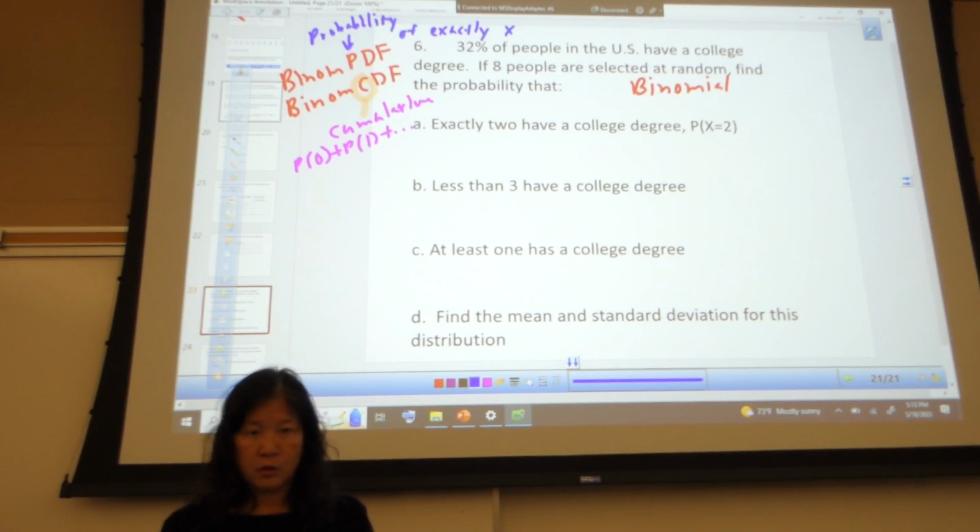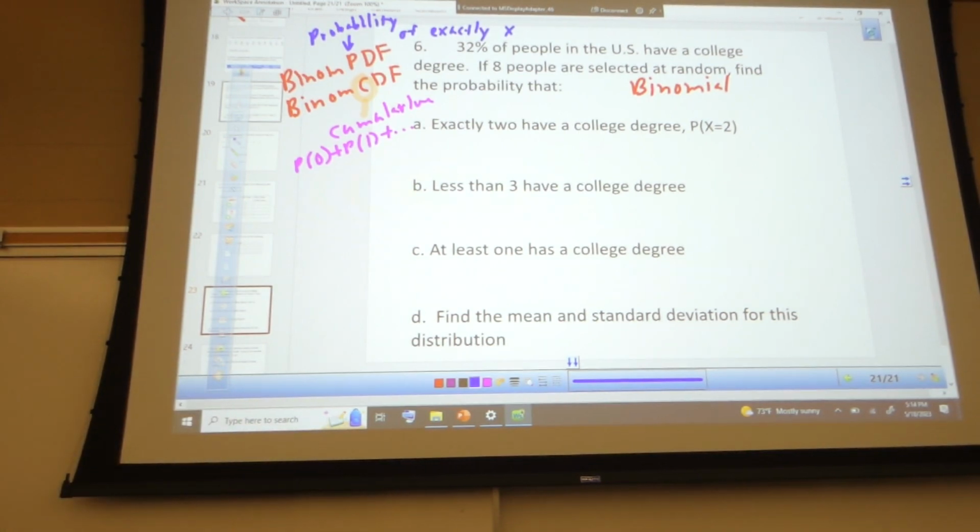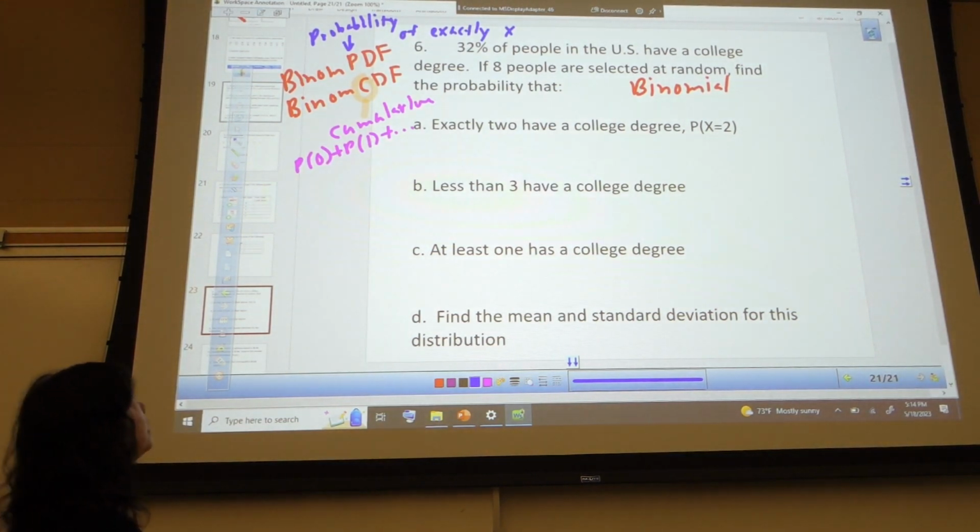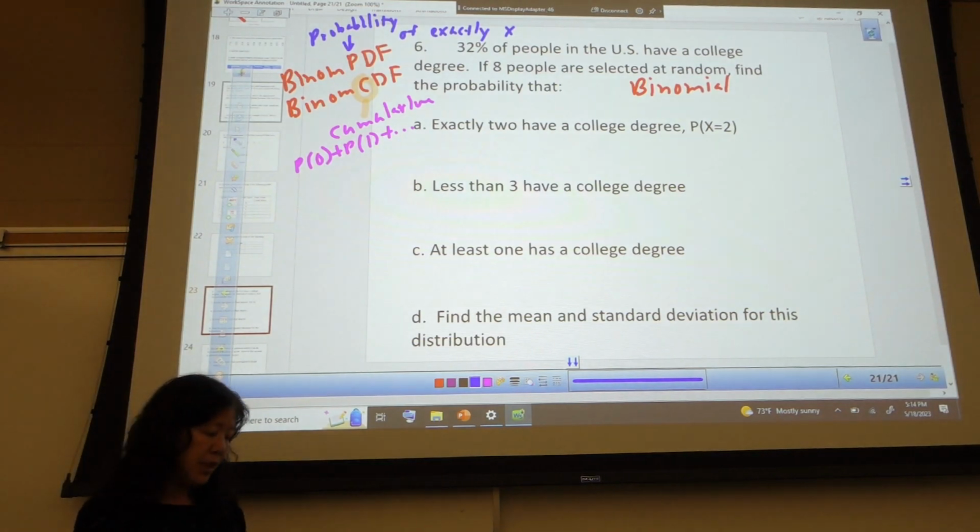Whatever your X is that you picked. So the first one, the probability of exactly 2 have a college degree. Which one am I going to use? PDF or CDF? PDF.